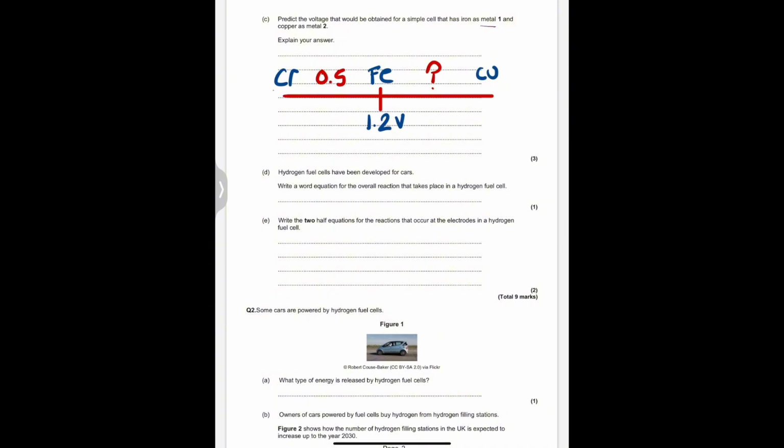Now, so we know between chromium and copper, it's 1.2. So what is it going to be between iron and copper? The difference between chromium and iron is 0.5. So the question is asking you the difference between iron and copper. So the difference between iron and copper is definitely going to be 0.7.